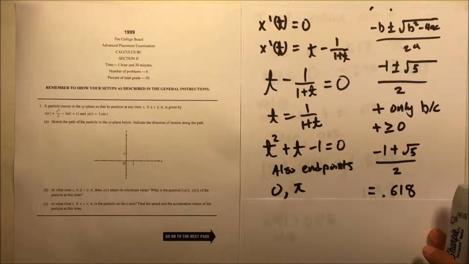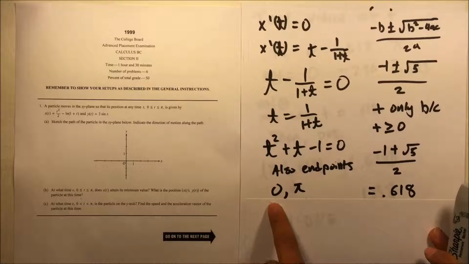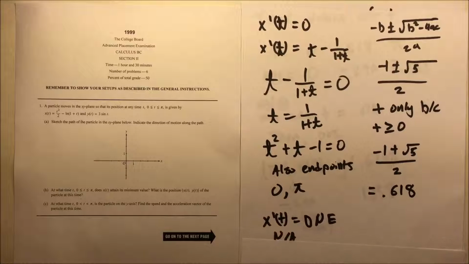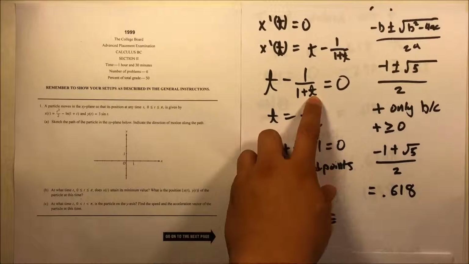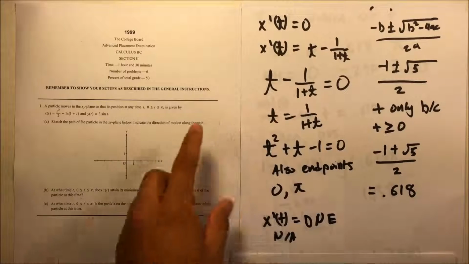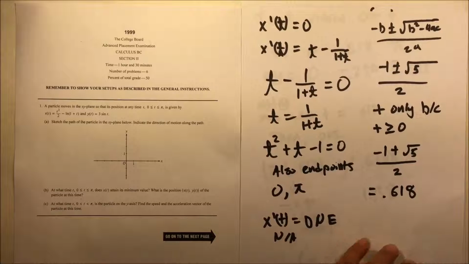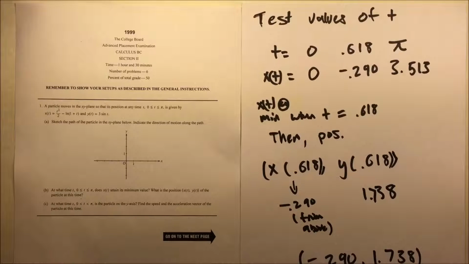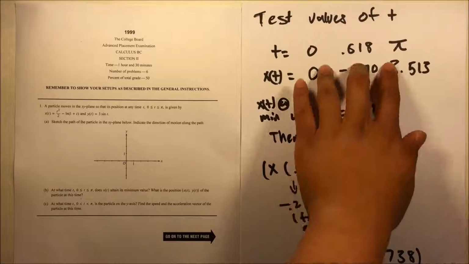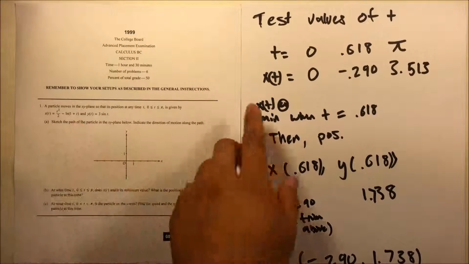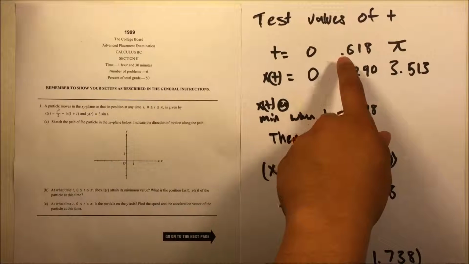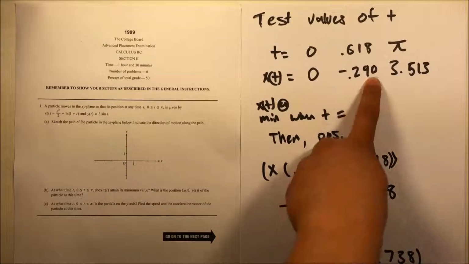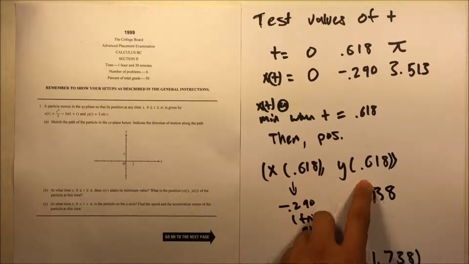However, we also need to consider endpoints, since this is a closed interval, and the endpoints are 0 and pi, as well as where x prime of t does not exist. For this one, we do not have to consider it, as the only way x prime of t does not exist is if 1 plus t equals 0, and the only way that happens is if t is negative 1. However, t has to be greater than or equal to 0, so that does not apply to us. Next we test the 3 values that we have obtained in x of t, and t equals 0.618 yields the smallest number, negative 0.290.